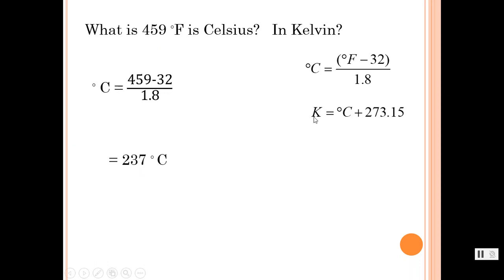And then if I wanted to convert that to Kelvin, I would add 273.15 to that to give me 510 Kelvin. So you should feel comfortable going between Celsius, Fahrenheit, Kelvin, and vice versa. You should feel comfortable being able to convert temperatures from one scale to another.